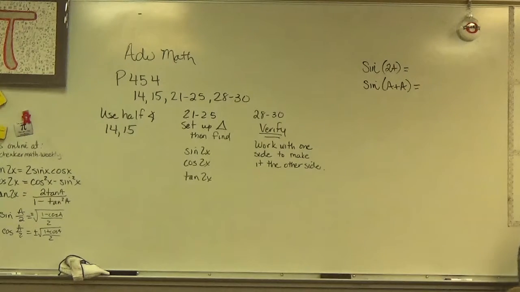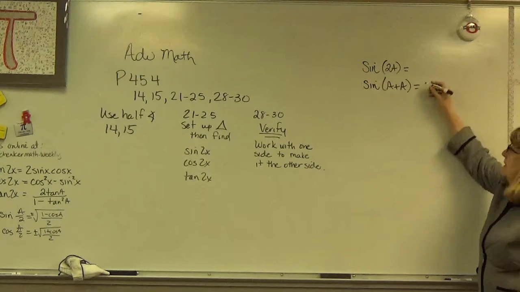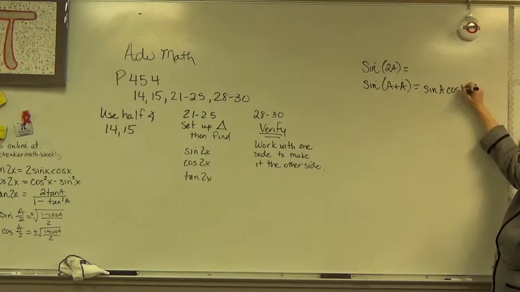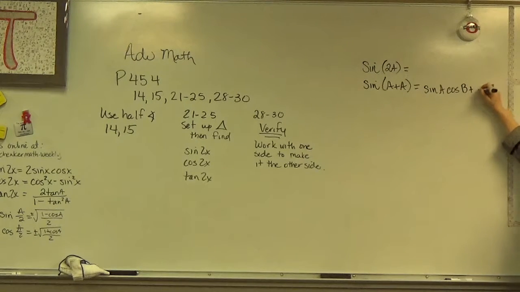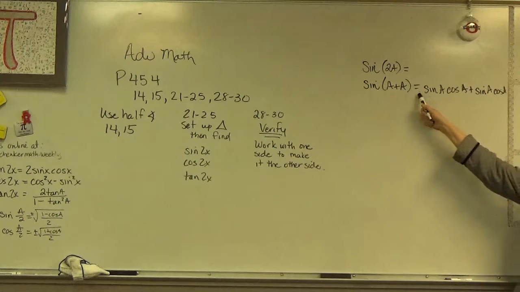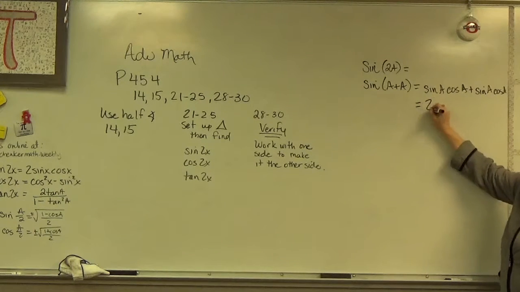Now, does that look familiar? Do we know how to find the sum of the sine? Isn't it the sine of the first one, cosine of the second, plus sine of the second one, cosine of the first one? Whoops, I put B in, it should be an A, sorry. So since these angles are exactly the same, I've got one of these plus one more of those, that gives me what? 2 of them.